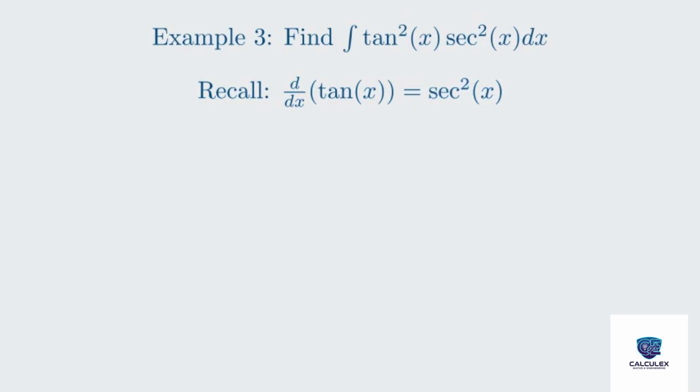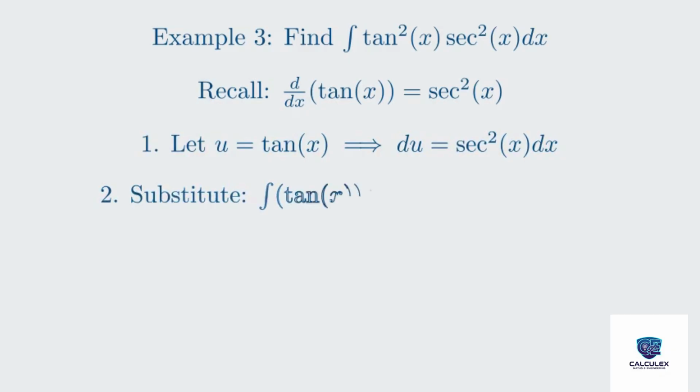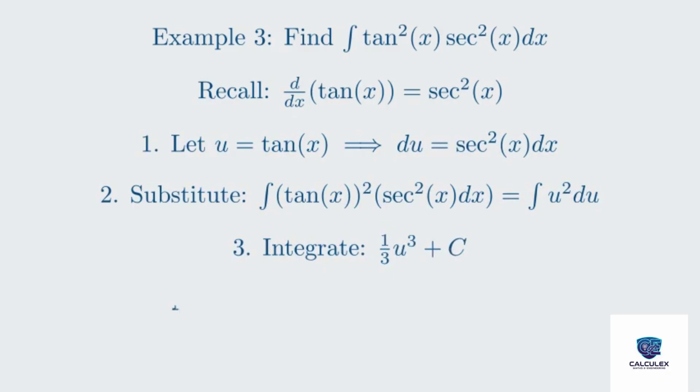This means we should set u equal to tangent of x. Let u be tan of x. Then du is secant squared of x dx. The substitution is perfect. Our integral simplifies to the integral of u squared du. This is just the power rule. The integral is 1/3 u cubed plus c. Substituting back for u, our final answer is 1/3 tangent cubed of x plus c. That was a great challenge that showed the importance of recognizing derivative pairs.